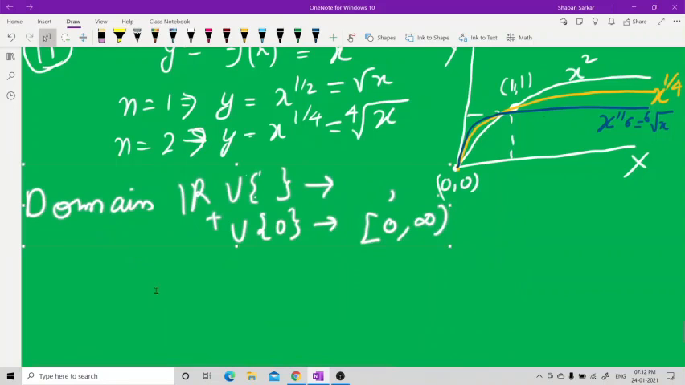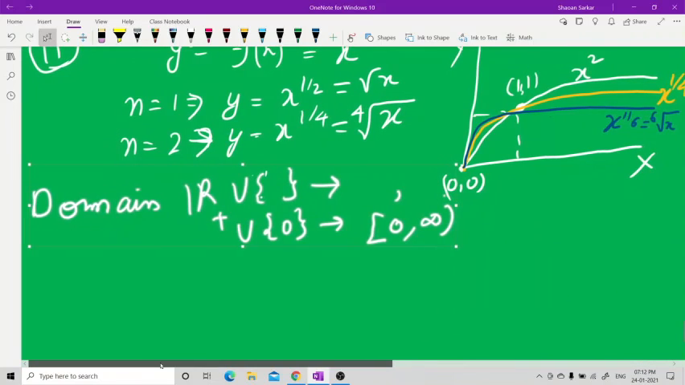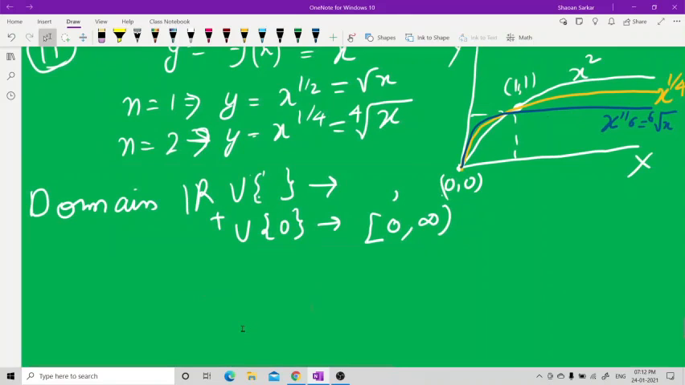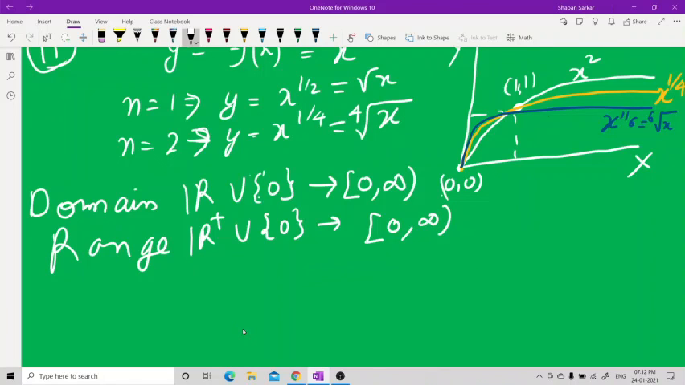Now I will show you. Let me rewrite this properly. This is R plus union 0. And this is 0, comma, infinity. And the range is, again, the same thing.